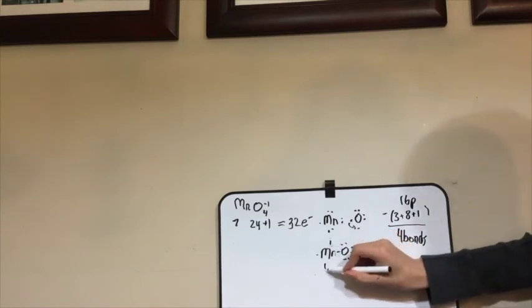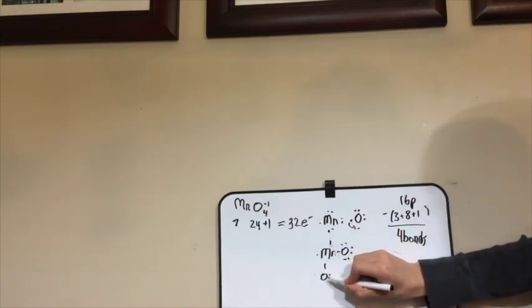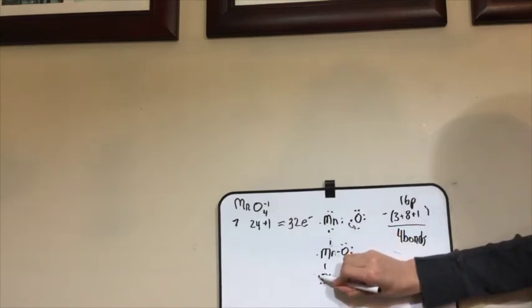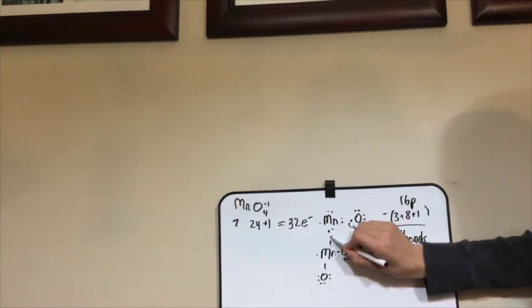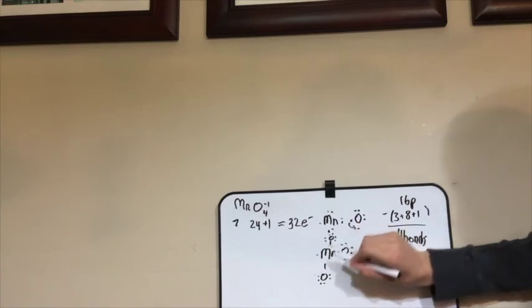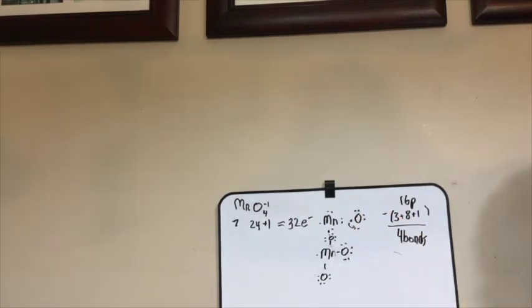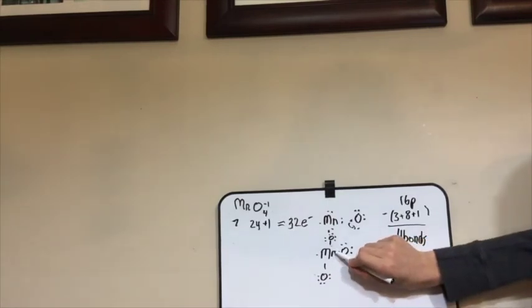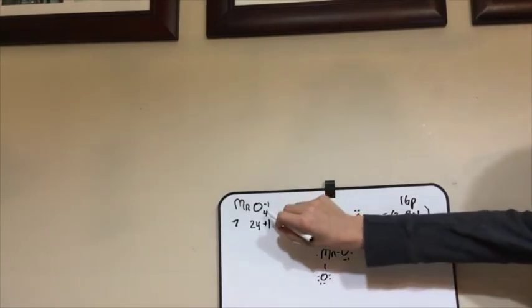So it's going to be single bonds, and oxygen will be fulfilling the rule of octet because it has 8 valence electrons. 1, 2, 3, 4, 6, 7, 8. The last part that we have to do for this total Lewis dot structure is pretty simple, but it involves a little bit of thinking.